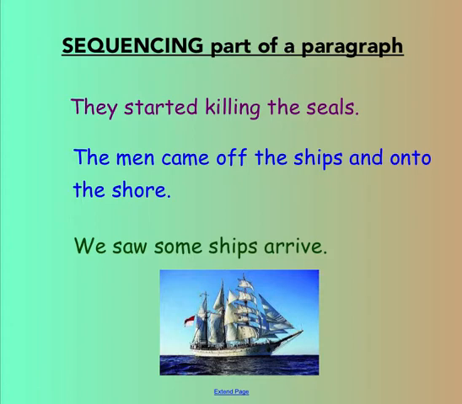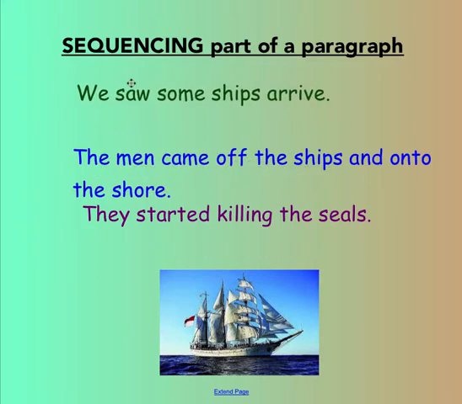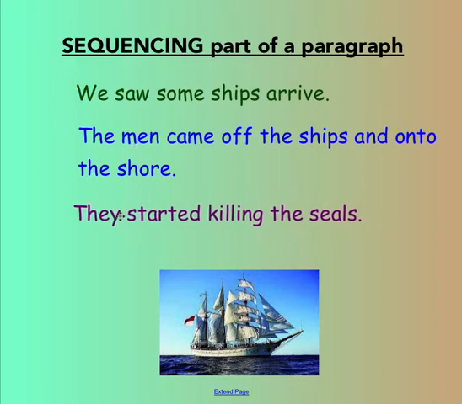So here are 3 sentences that you might have written in your journal. They started killing the seals. The men came off the ships and onto the shore. We saw some ships arrive. Does it make sense? Is it well sequenced? No, it's not. What would you put first? Okay. If I were you, I would put this one first. We saw some ships arrive. And now I've moved the purple one down the bottom.